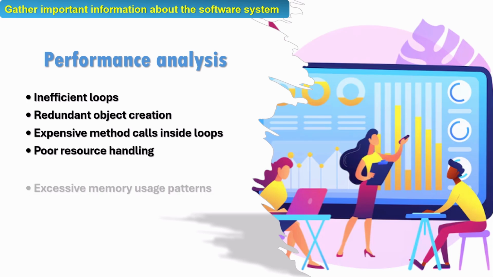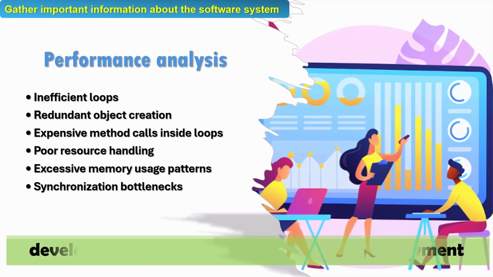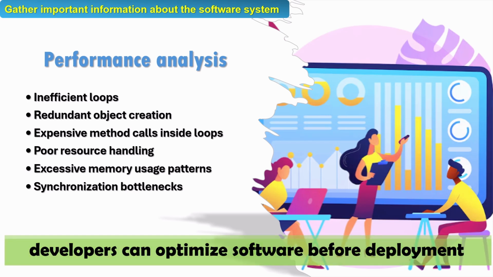over time. Excessive memory usage patterns that consume more memory than required, or synchronization bottlenecks, that is too much locking in the multi-threaded code, slows down the overall performance. So static analysis tools can also identify synchronization bottlenecks in multi-threaded applications. For example, excessive use of synchronized methods may slow down the concurrent systems because threads are forced to wait unnecessarily.